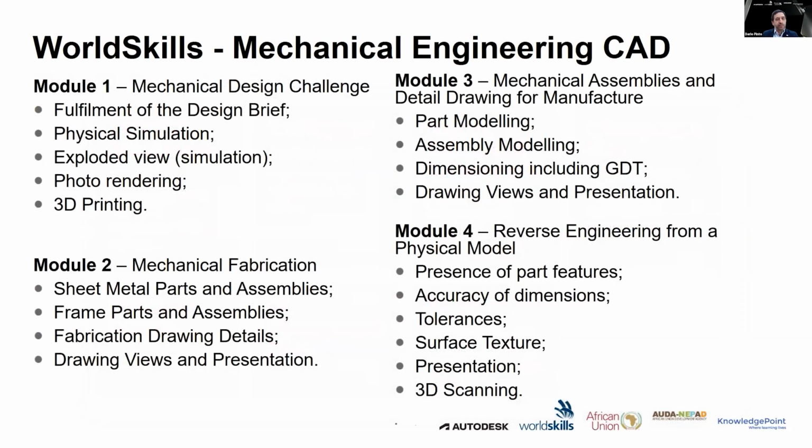Our structure in mechanical engineering is divided in 4 modules. These 4 modules, we have module 1, 2, 3, and 4. They are separate, okay? So one day of competition, at the end of the day, the next day is not related with the first day, and so on, third and fourth day, different areas. So what I'm looking for on the first day is the fulfillment of a design brief. We have some physical simulation, exploded view, photo rendering, and 3D printing. The second day, we work with mechanical fabrication.